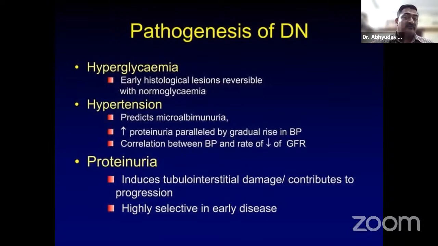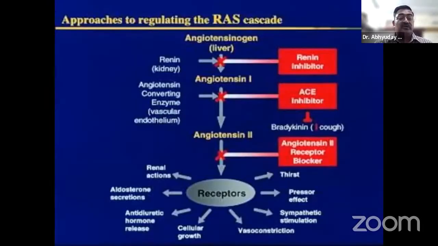And pathogenesis, I won't go into detail, but we know hyperglycemia in the early stage is reversible with normoglycemia. If hypertension starts for the first time in a diabetic patient, it predicts that the patient has started microalbuminuria, and we should try to control both blood sugar and blood pressure effectively so that we can halt the reduction in eGFR. And proteinuria: when we see clinical proteinuria, there is already tubulointerstitial damage. And we should be very aggressive in taking care of blood pressure, blood sugar, cholesterol, and other problems of diabetic nephropathy also.